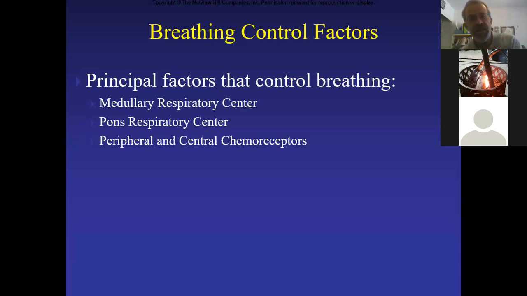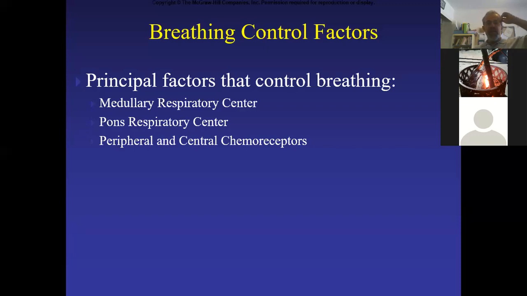We then have the pons. The pons, of course, is adjacent to the medulla. It's called a respiratory center, but it's not responsible for generating the basic rhythm of breathing. It's more responsible for influencing how fast, how slow, how deep, or how shallow we breathe. So if you had damage to the medulla, say in the breathing center, you would stop breathing. If you had damage to the pons, you wouldn't stop breathing, but your breathing would be very irregular. So it helps to kind of smooth out and regulate our breathing. That's the pons.